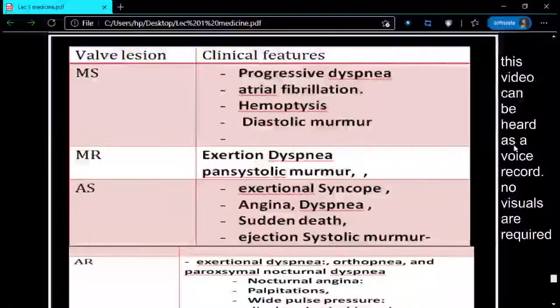Again, dyspnea, atrial fibrillation, hemoptysis, diastolic murmurs. MR is regurgitation or backflow of blood from the left ventricle to the left atrium during systole.